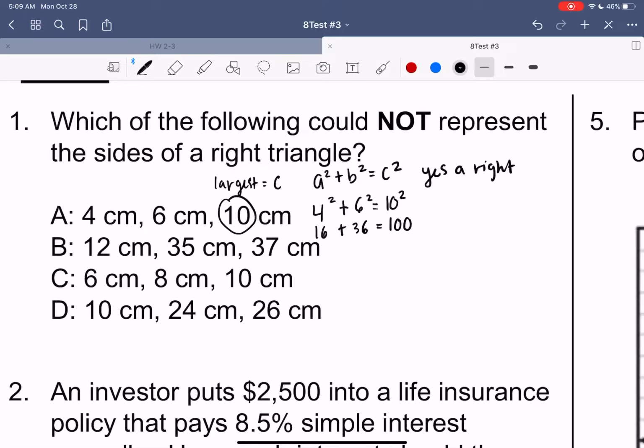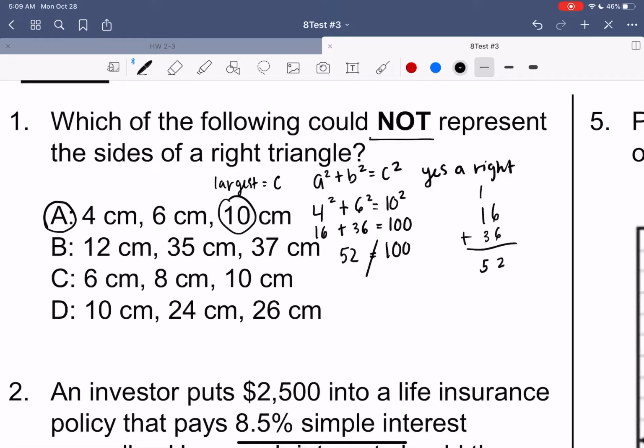16 plus 36, 6 and 6 is 12. Carry the 1, 3, 4, 5. 52. And then we have 100. And then these are not equal. So if they're not equal, then we do not have a right triangle.